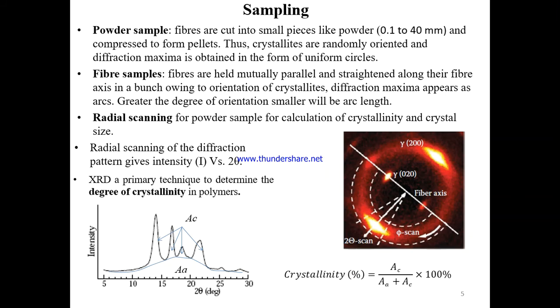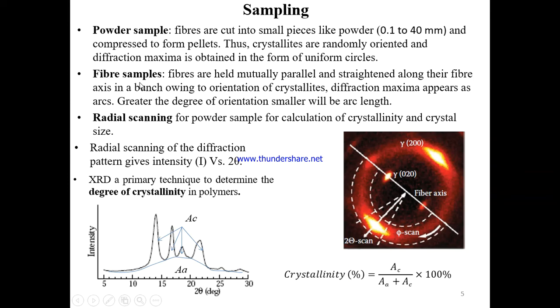In the case of a powder sample, as soon as you cut the fiber, the molecular orientation is disturbed. So the powder sample is solely used for measurement of crystallinity of the fiber. But for measurement of molecular orientation of the fiber, you need to go for the fiber sample, where you need not cut the fiber; you place the fibers or filaments on the sample holder mutually parallel.